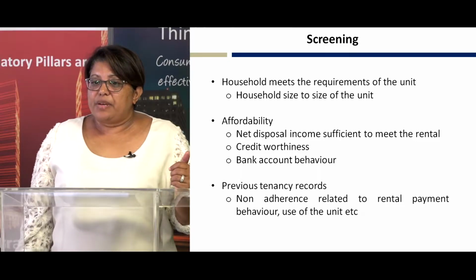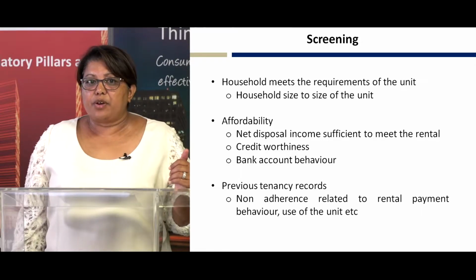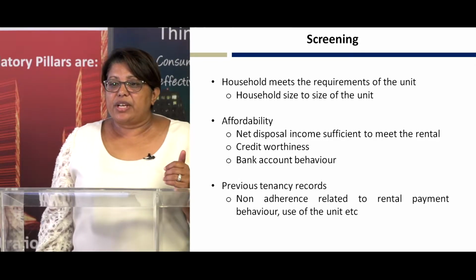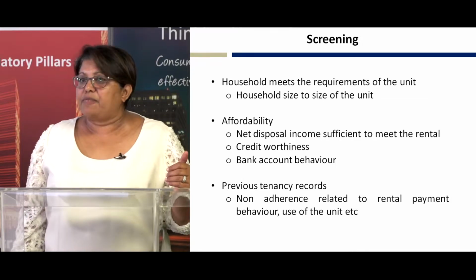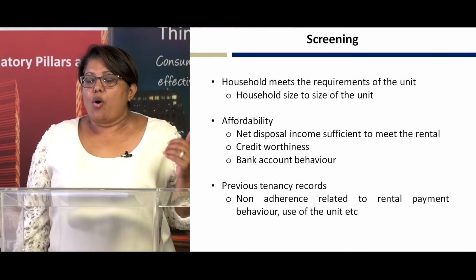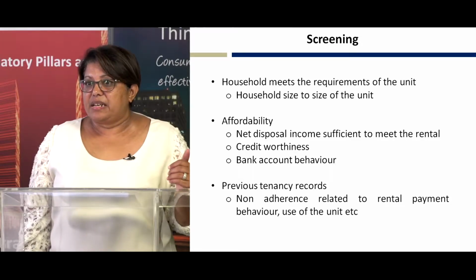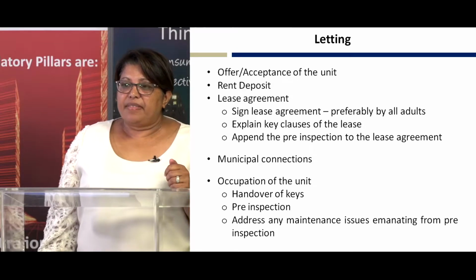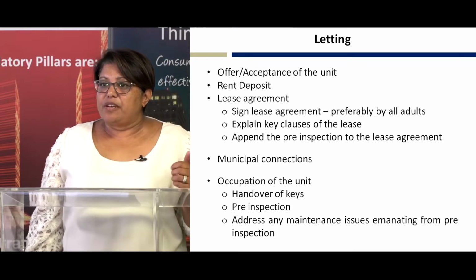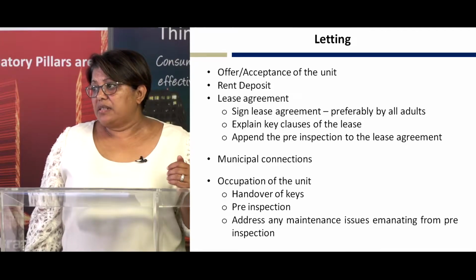You would also look at previous tenancy records. So there's a portal called TPN, Tenant Profile Network, where you could check to see whether other landlords have perhaps blacklisted the tenant for non-payment or for other non-adherence to their previous lease agreements. Once you've done that and the person is found to be affordable, the person is found to be suitable for that unit, you will proceed to the letting of the unit.